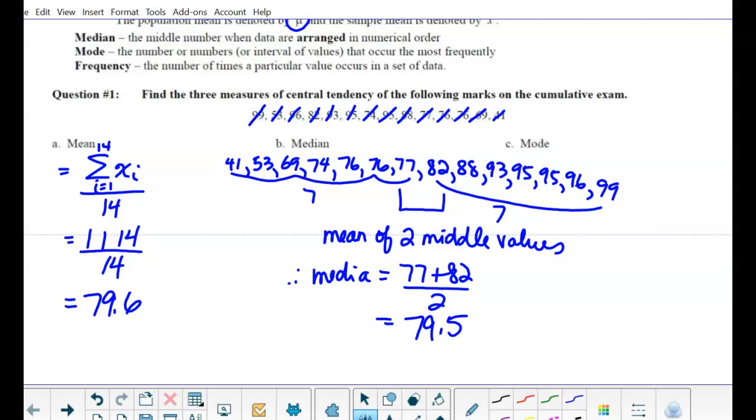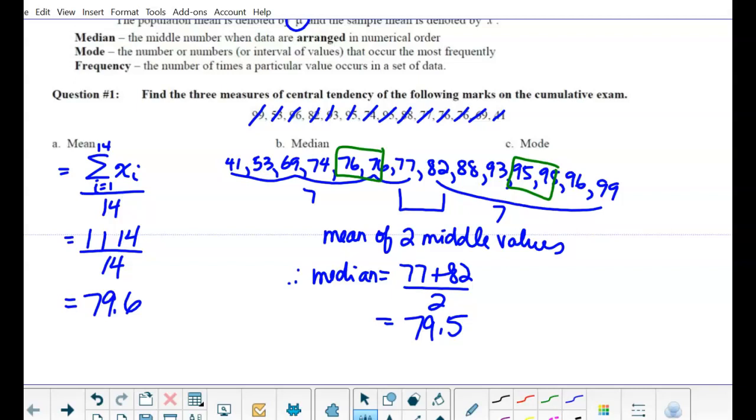And then remember the mode. The mode is the most frequently occurring number. So here I've got 2 95s, 2 76s, and nothing else repeats. So both of those are occurring frequently.